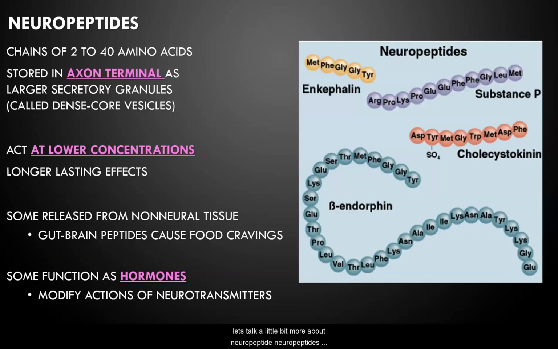Let's talk a little bit more about neuropeptides. Neuropeptides are chains of 2 to 40 amino acids that are stored in the axon terminal as these larger secretory granules called dense core vesicles. They act at lower concentrations but have longer lasting effects. Some released from non-neural tissue, like gut-brain peptides, will cause food cravings, and some actually function as hormones. Others modify the actions of neurotransmitters. Some examples here: endorphins and cholecystokinin.